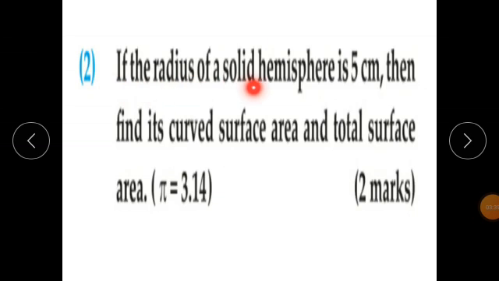If the radius of a solid hemisphere is 5 centimeter, then find its curved surface area and total surface area. The value of pi is given 3.14.